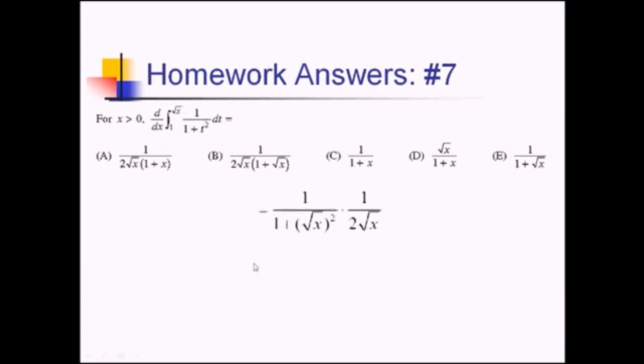All right, we've got to simplify this a little bit because none of the answer choices have this exact form. We can definitely square this radical and get 1 plus x. And then we can multiply that by 2 radical x. So 2 radical x times 1 plus x, that's going to be answer choice A.